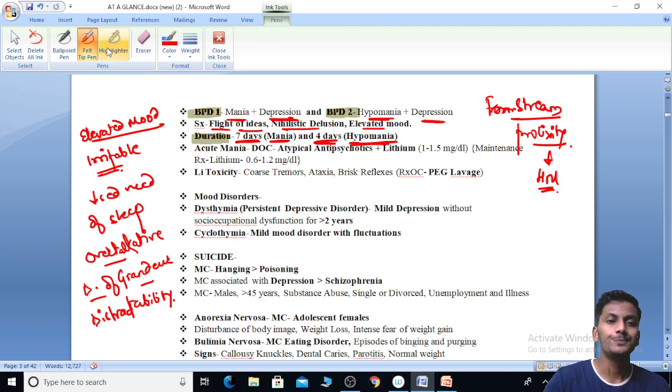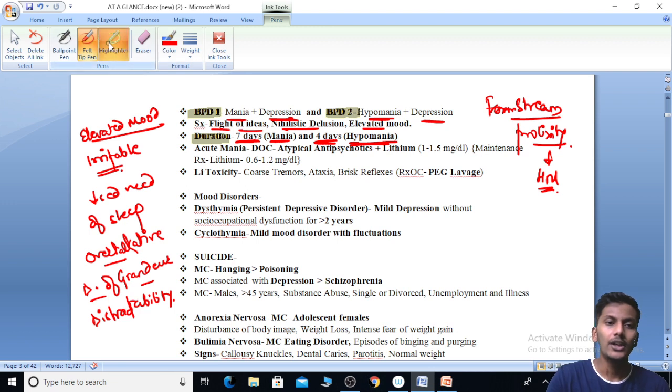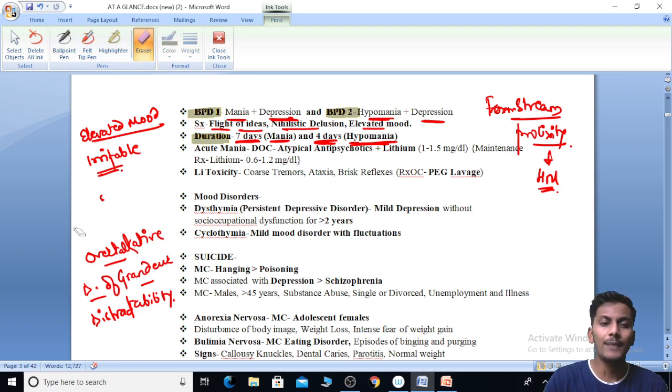Please remember this. What happens usually in bipolar disorder, there would be alternating mania and depression or hypomania and depression. There should be at least 7 days of manic symptoms or 4 days of hypomanic symptoms, then and then only it can be characterized as bipolar disorder. Usually the patient is depressed throughout, but at least there should be 7 days of manic symptoms or 4 days of hypomanic symptoms, then and then only it is characterized as bipolar disorder. Please remember this, right? Important one.